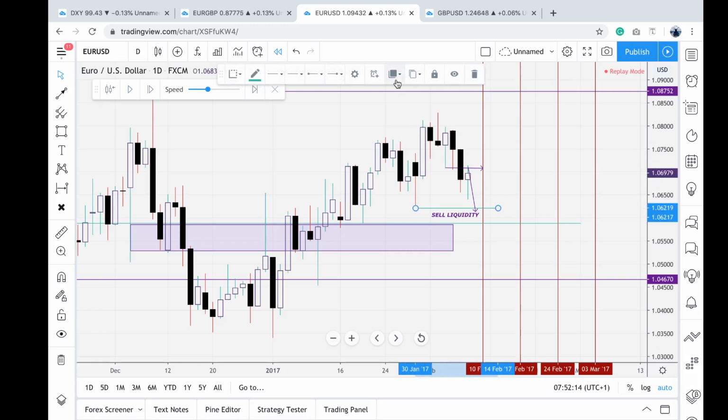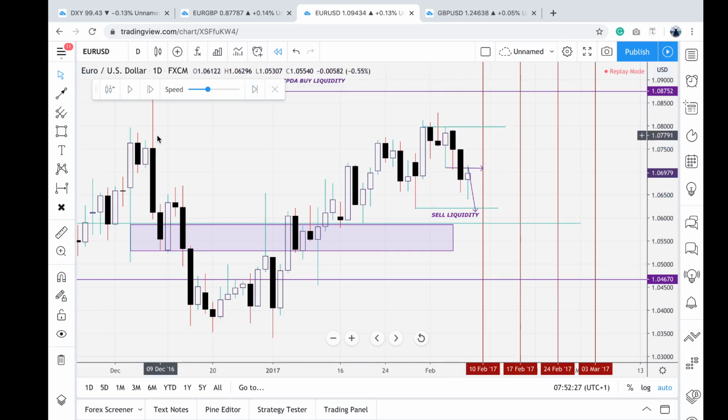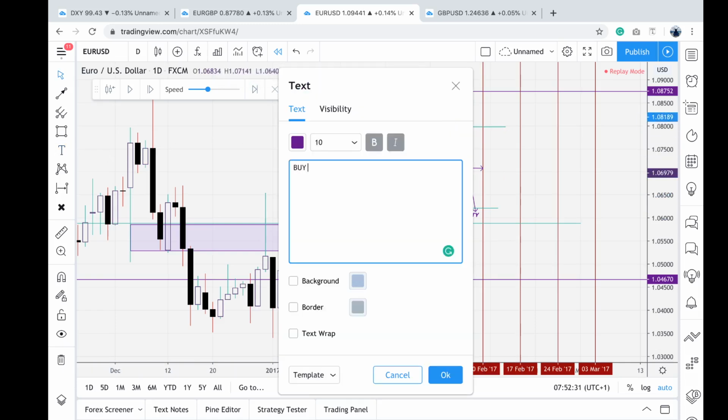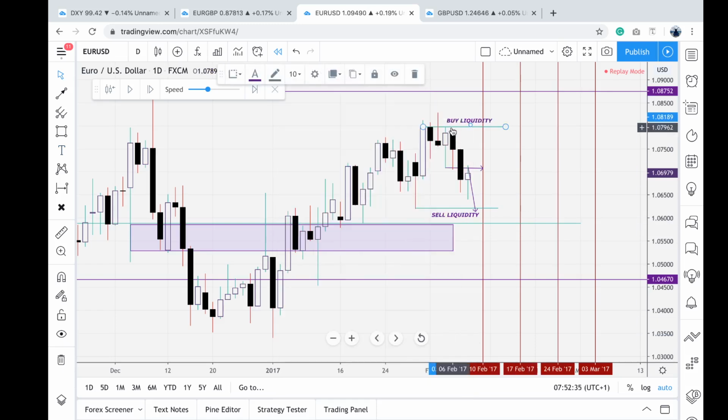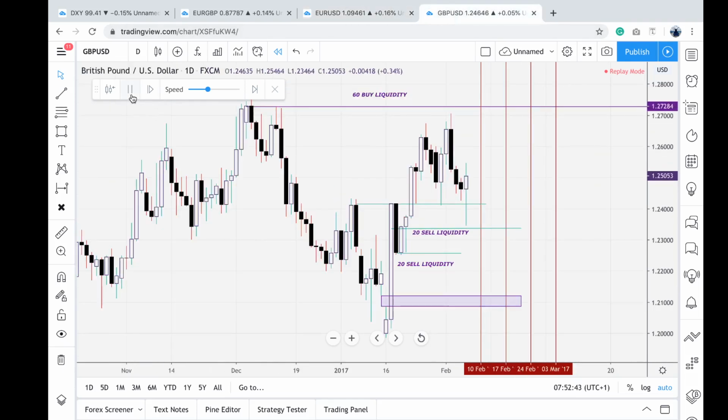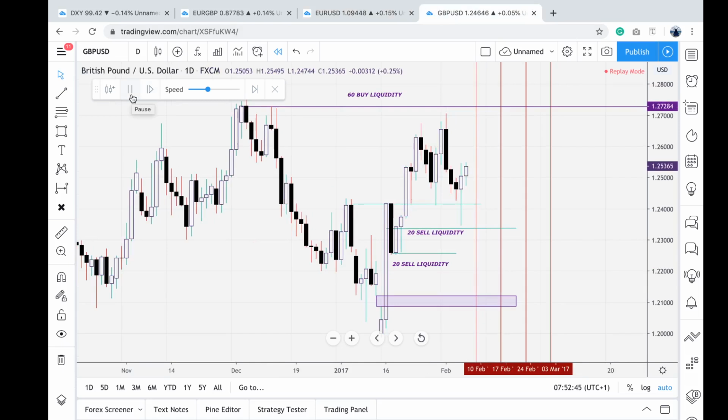Okay, let me clone this actually. So this is actually a buy side liquidity version of this clean candle. Buy side liquidity is resting off that clean candle, so we're going to put buy liquidity. Okay, so let's see what the market would do. British pound, US dollar. I'm really not considering this pair.